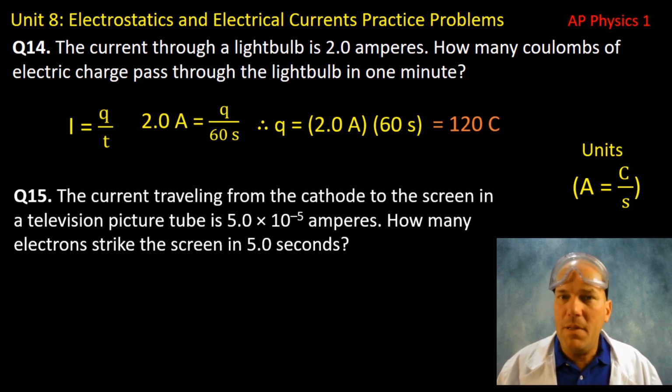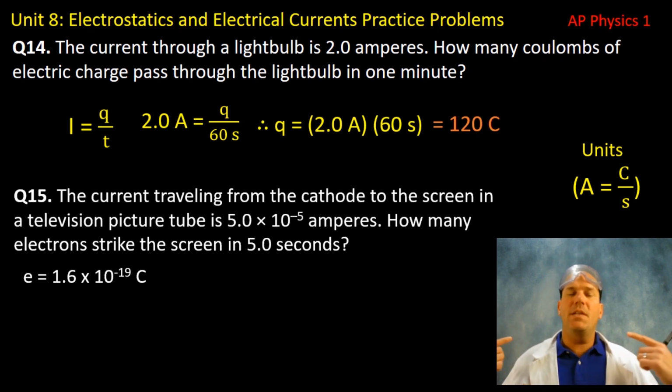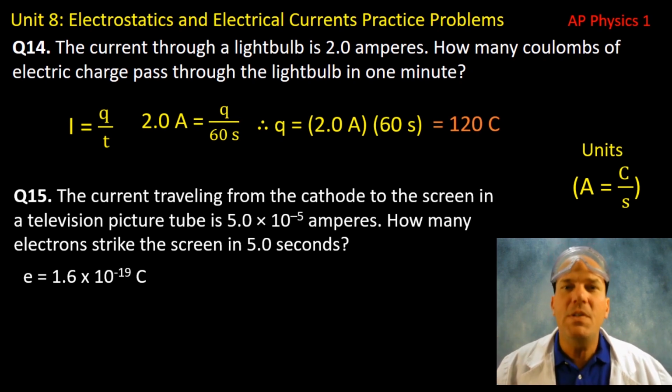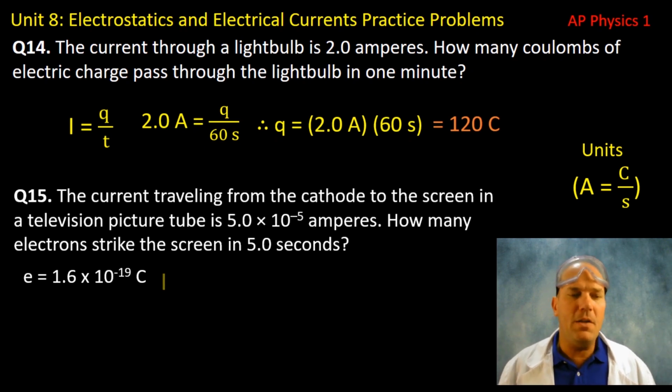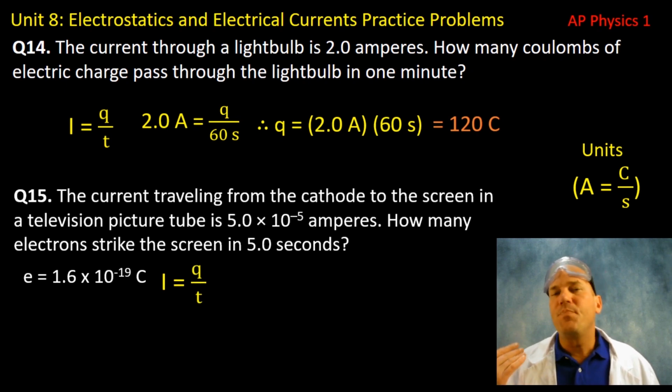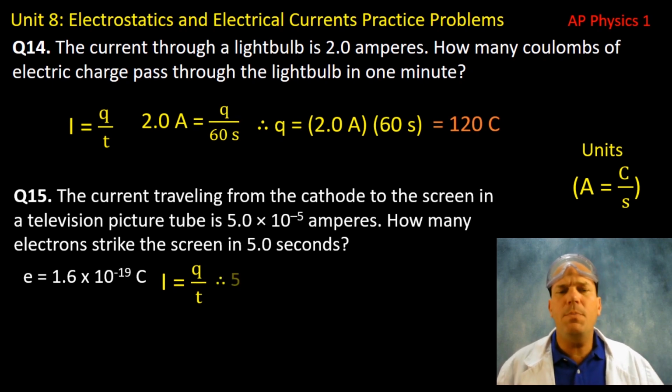We're given time, we're given amps, and we know the magnitude of charge for each elementary particle is 1.6 times 10 to the negative 19th coulombs. That is the smallest unit of charge. There's nothing smaller. And we have here the equation for current. Current is charge over time, so coulombs per second.